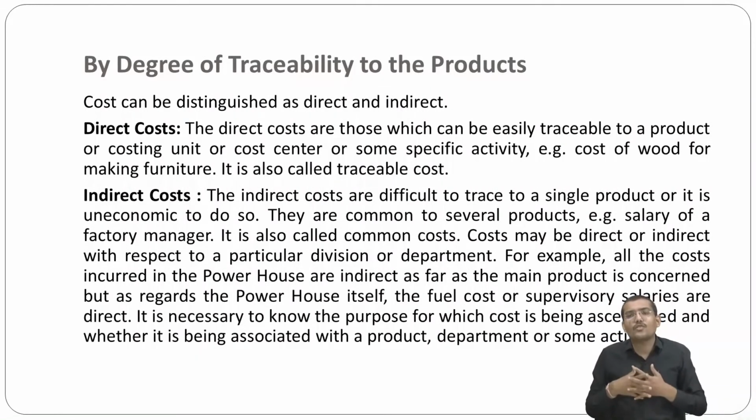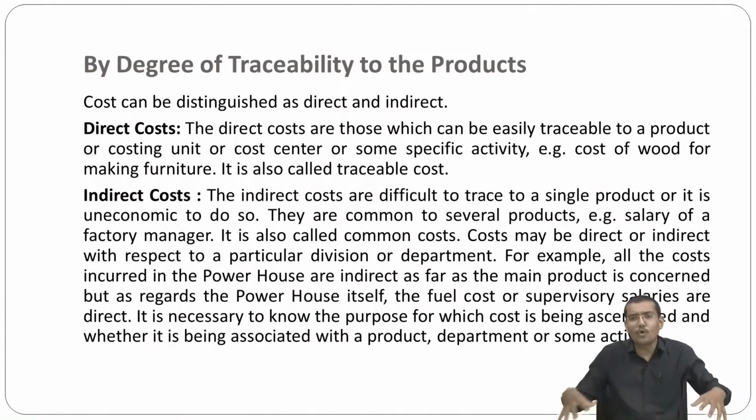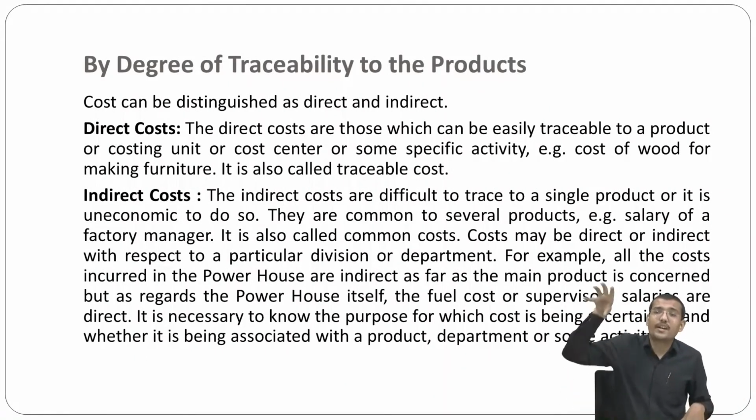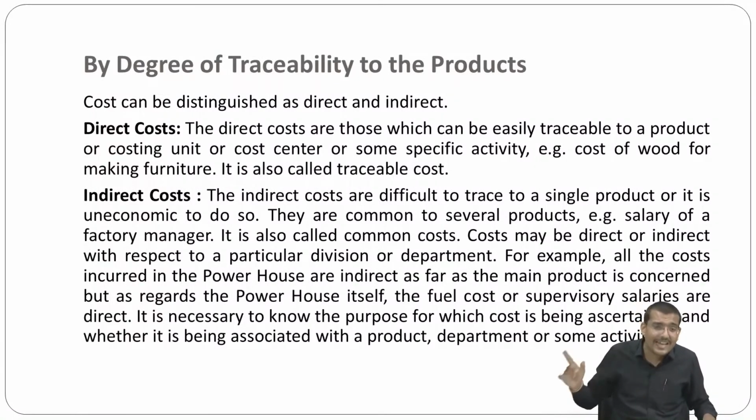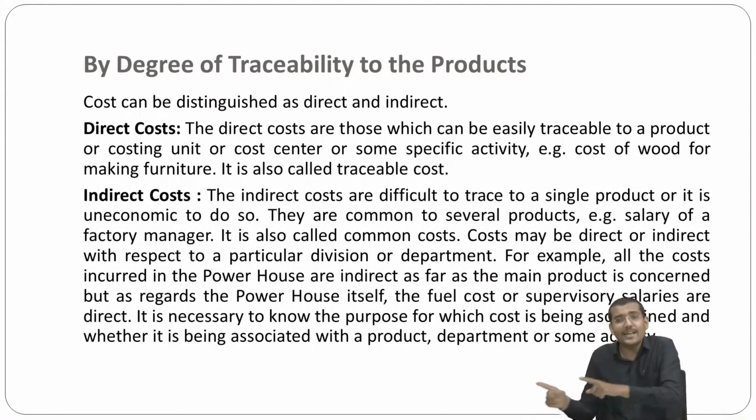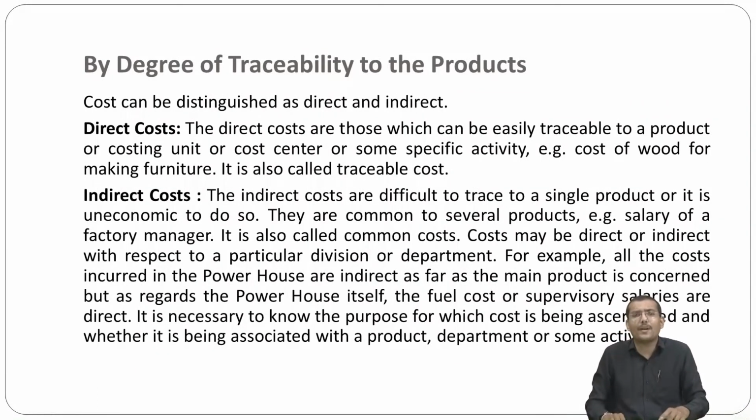Say for example, the cost of wood for making furniture. It is also a traceable cost. Without wood, you can't make furniture. So that particular expense of wood directly affects your production. So it is treated as what, my dear friends? Direct cost. Then indirect cost, which indirectly affects your cost system. Say for example, salary of factory manager, salary of a supervisor, etc. Rent and rates and taxes are over there, which are commonly known as indirect cost.